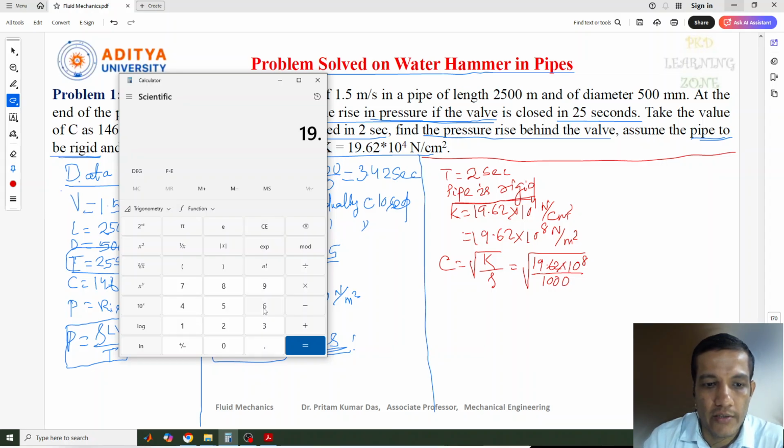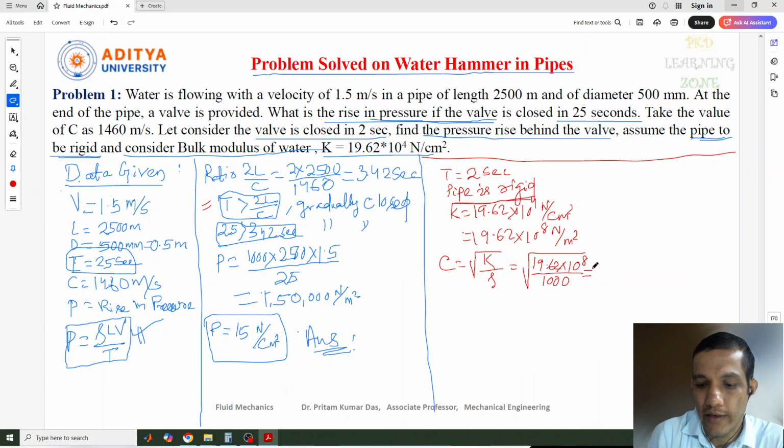So 19.62 into 10 to the power 8, divided by 1000, and root over of this. So we'll get 1400.71 something. I'll take it as 1401, not 61, 1401. This is meter per second, because this is the velocity of pressure in the wave.